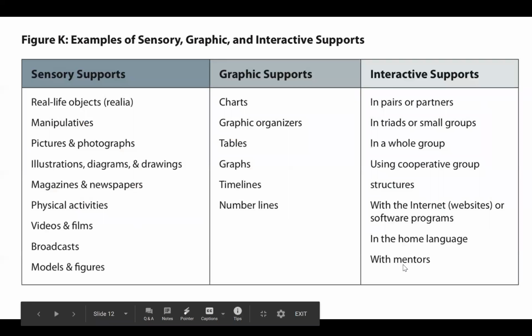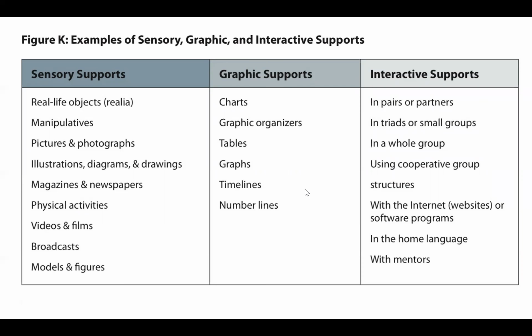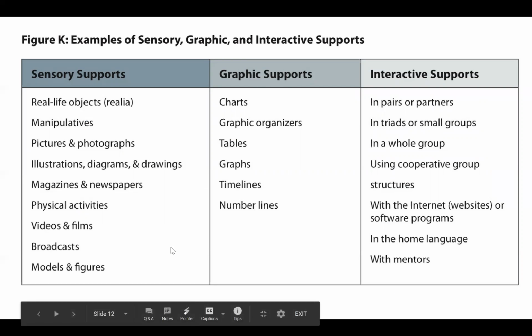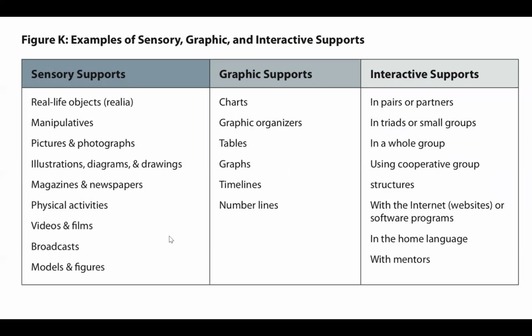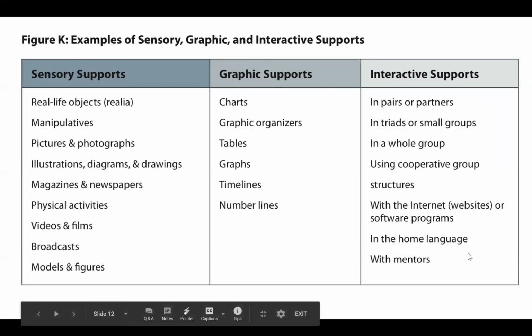Here in this slide, we can see some examples of sensory supports, graphic supports, and interactive supports. Some of the sensory supports are pictures and photographs, manipulatives, videos, models and figures. Graphic supports include charts, graphic organizers, graphs, timelines, and interactive supports include pairs or partners, using cooperative groups or small groups, or even a whole group, using the home language, having a partner, having mentors.